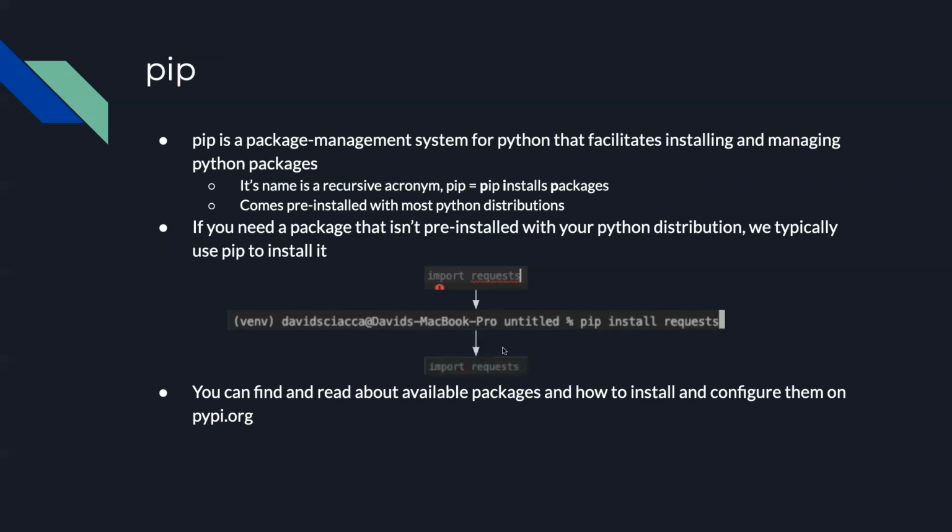Let me see if there's another thing here. Cool. Yeah, so now that I've run pip install requests, now my import is no longer underlined in red. It just says import requests. It's perfectly accepted. So we're good to go there.